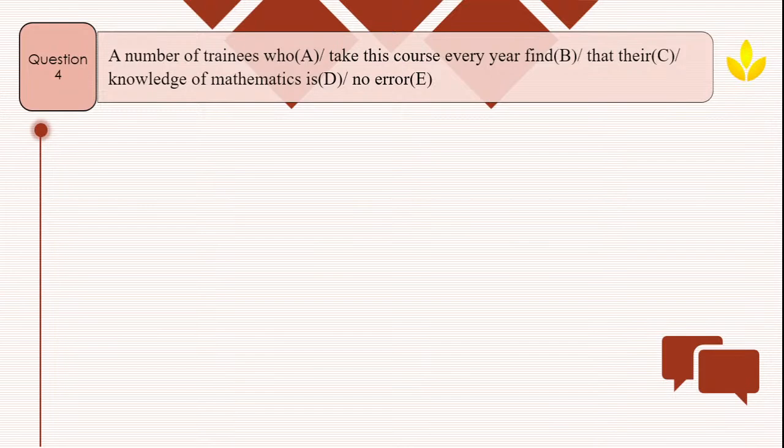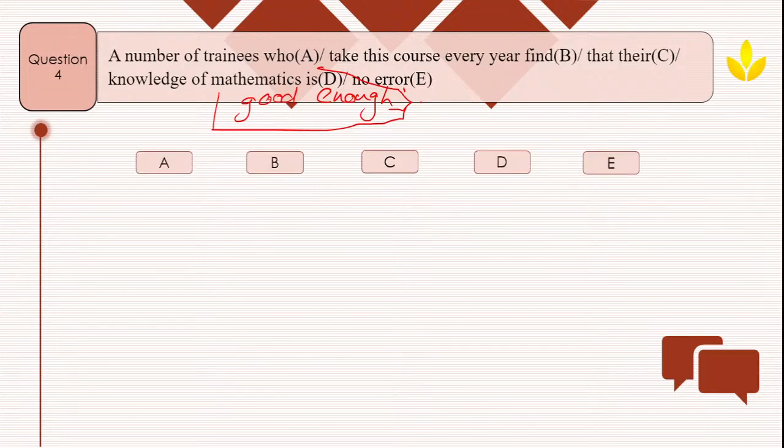So the sentence is not complete if you have noticed. A number of trainees who take this course, mathematics is enough, let's say good enough. Now the sentence is completed. So consider this and then solve the error. It was a typo, people. So I'll give you 30 seconds to find the answer.